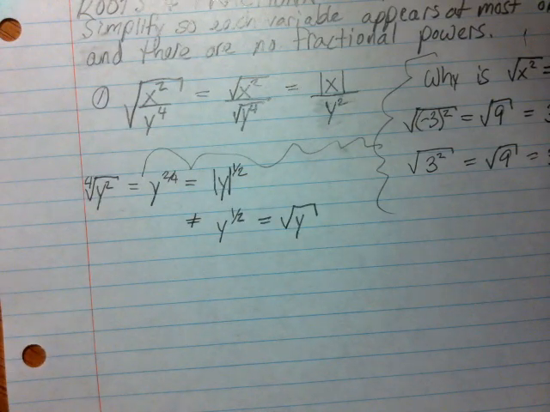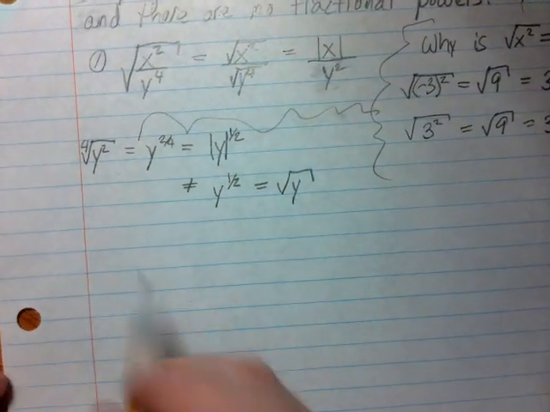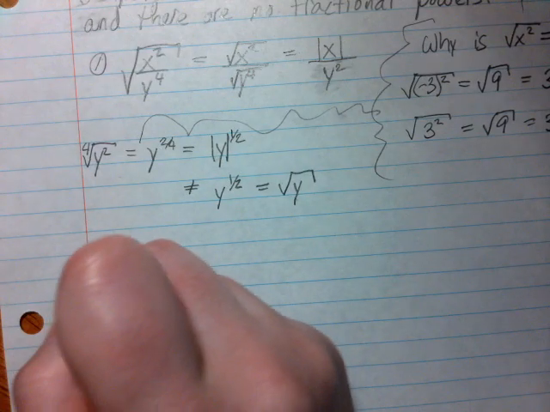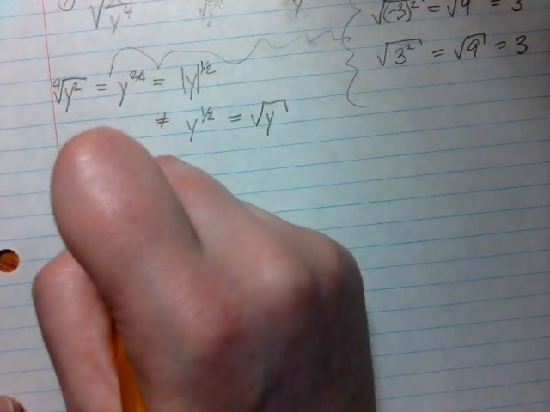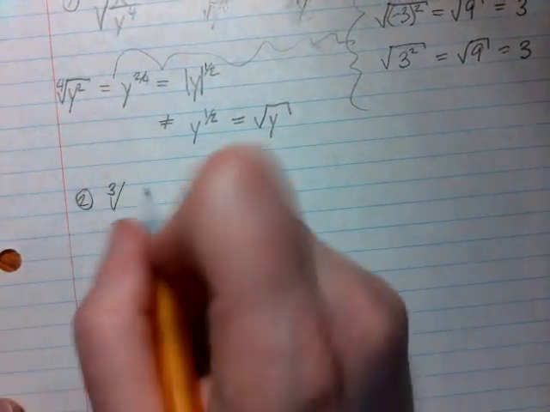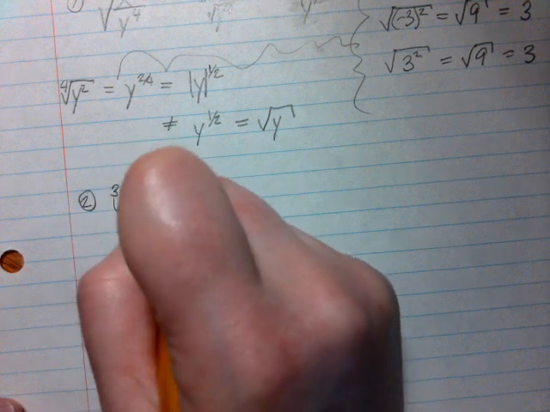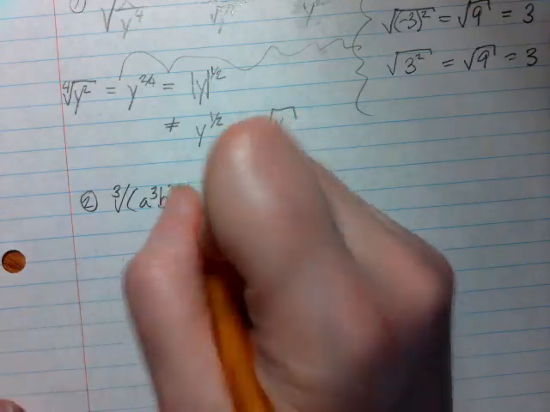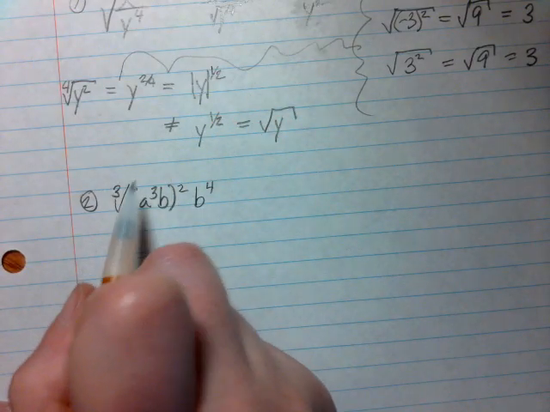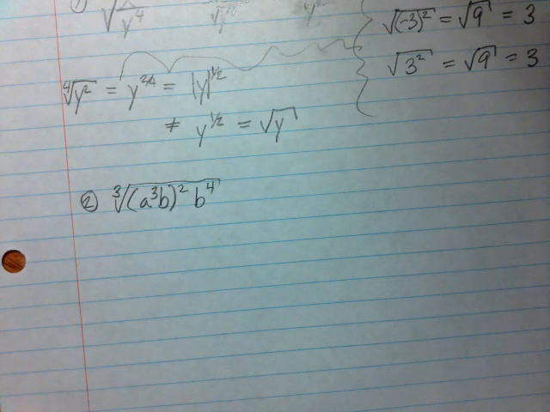Now let's look at one where we do not have an even root. If there are no even roots, then you don't have to worry about this at all. So let's do one like that. We're doing the cube root of a cubed b, and that's all being squared, and then b to the 4th.